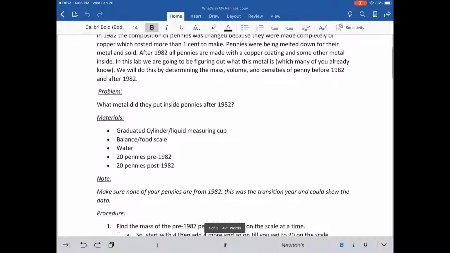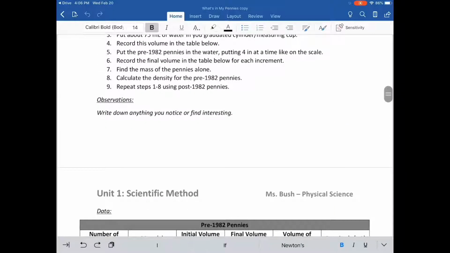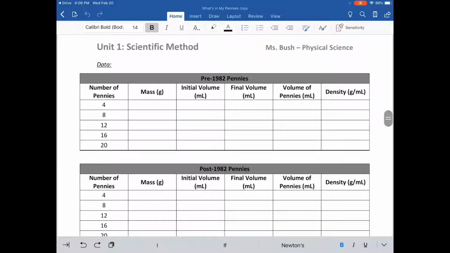But what you need to do is start with 4 pennies, go up to 8, then 12, 16, 20, do it in increments of 4. Find the mass of the 4 pennies, then the 8 pennies.